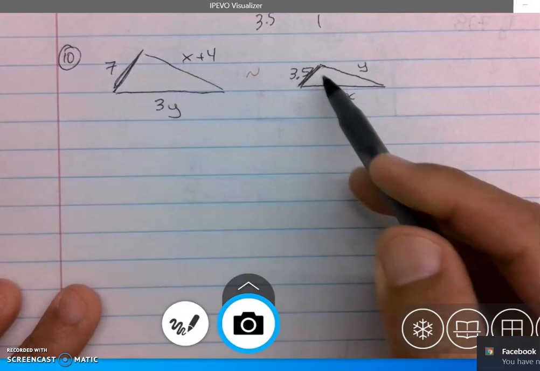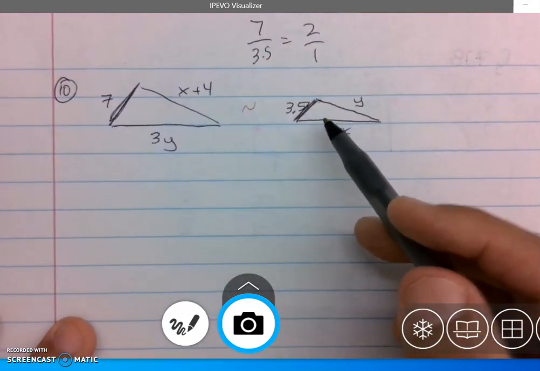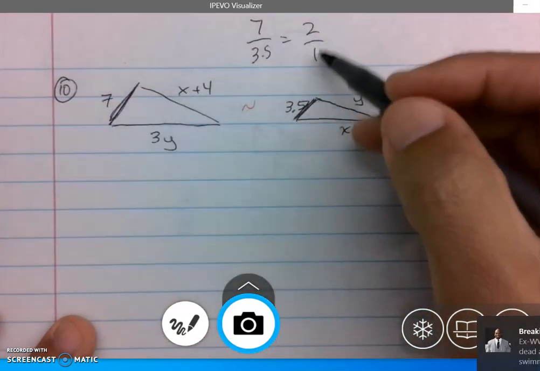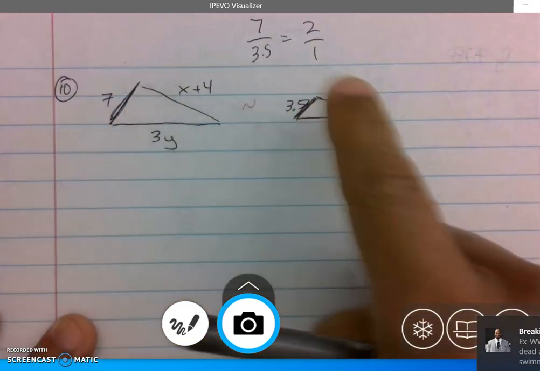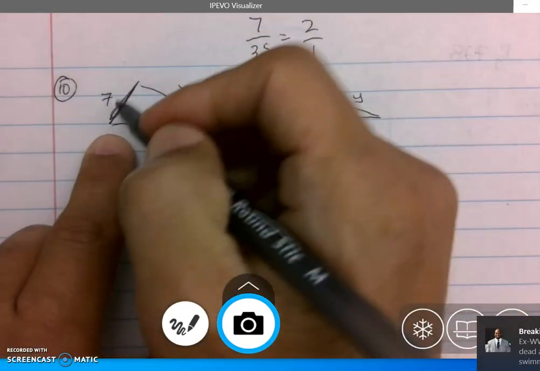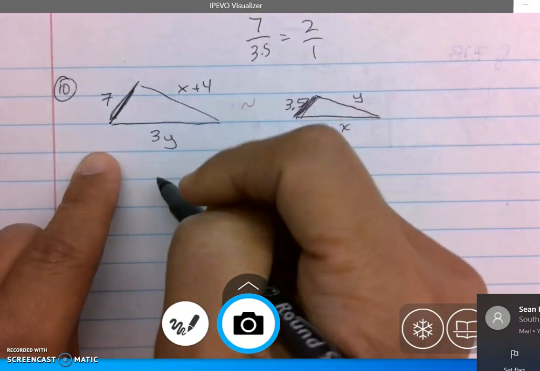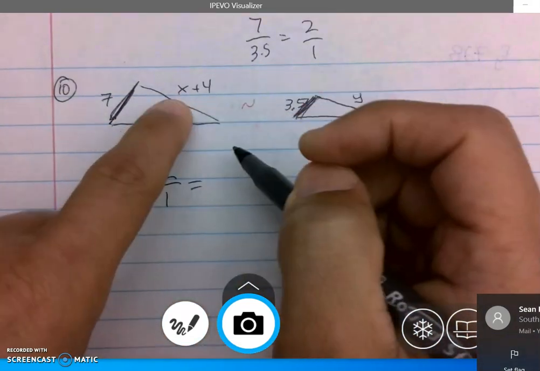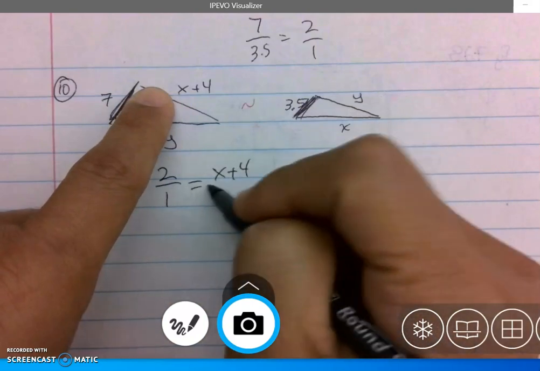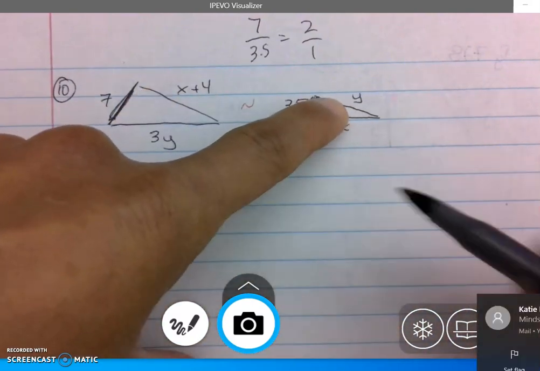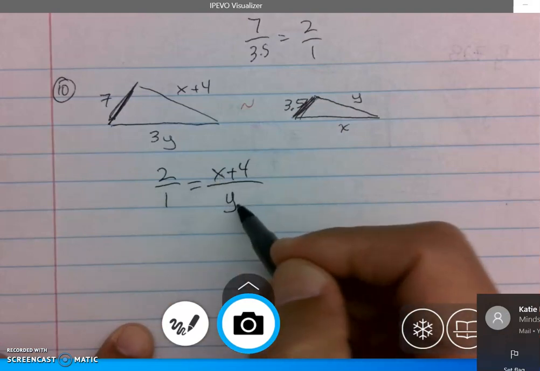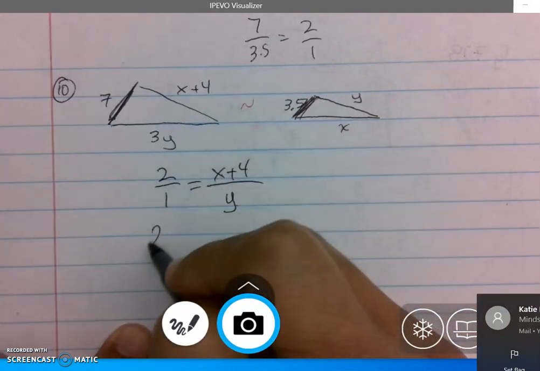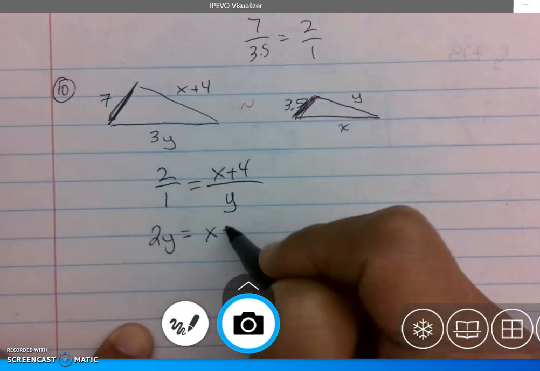So this figure is 2 times bigger than this one. So instead of 7 and 3.5, I'm going to use 2 to 1. So we can say 7 to 3.5, again that is 2 to 1. 2 on the big, 1 on the small, is like x plus 4 to y. Now you'll notice right off the bat, there's an x, there's a y. If I cross multiply this, this is 2y is equal to x plus 4.